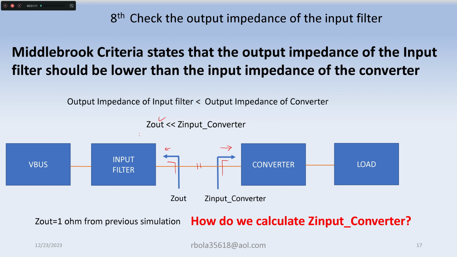You want this to be much lower than this. If they're equal, then you're going to have instability. So from the previous simulation, we saw that Z out is approximately 1 ohm. Now we haven't measured this, and typically you would want to calculate it. So that's the next thing that we'll do. We'll show how to do that.